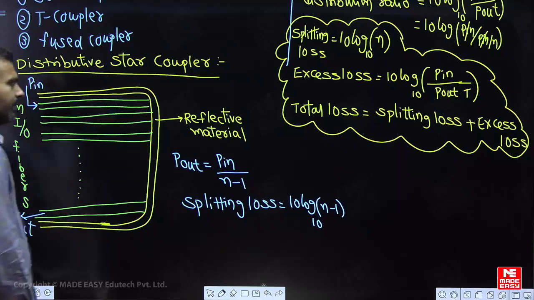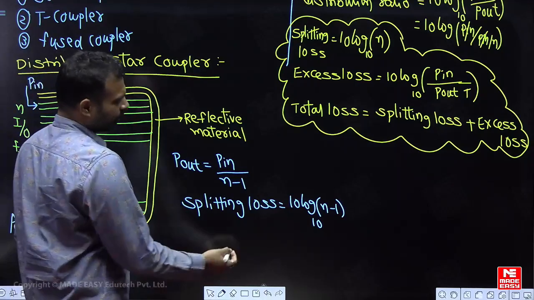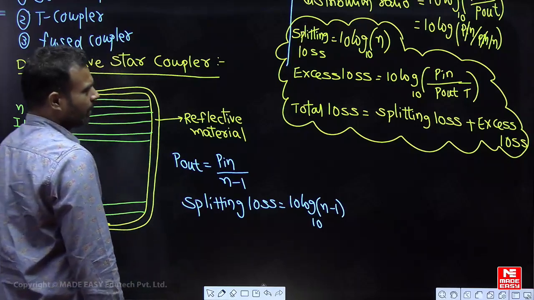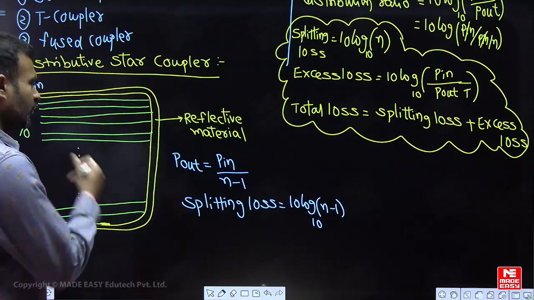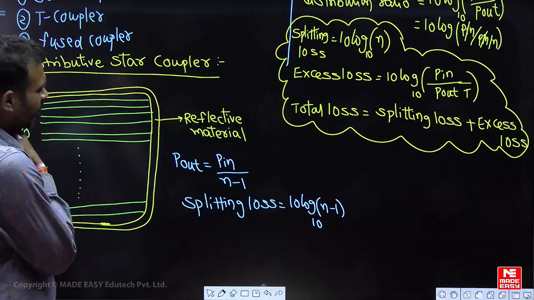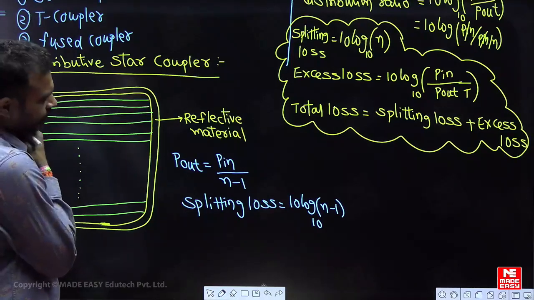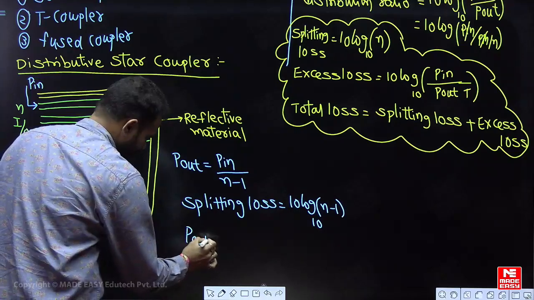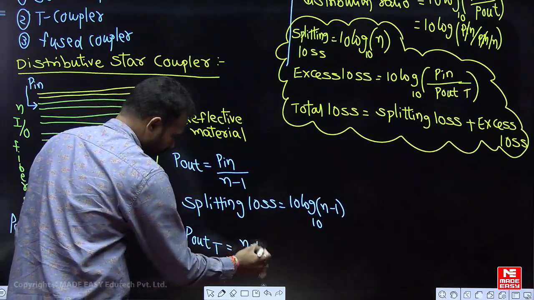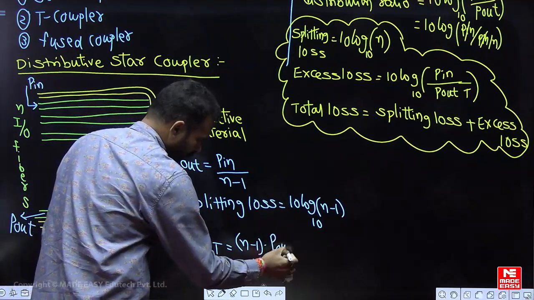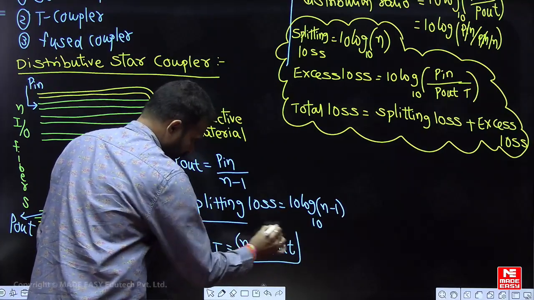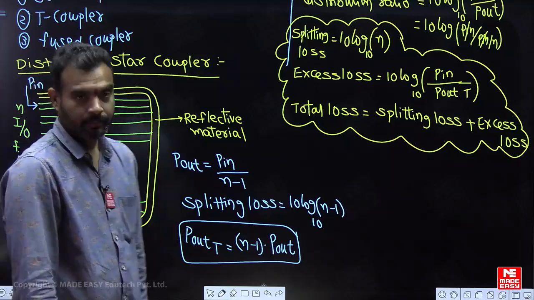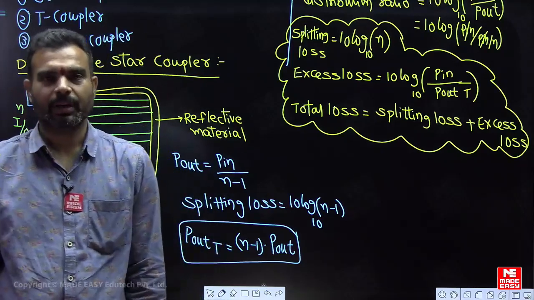Now after that we will see the next one, called excess loss. The excess loss formula is the same. Your P out T is equal to N into P out, but here it is equal to N minus 1 into P out. What is P out T? Total P out is N minus 1 into P out. That is called the distributive star coupler. So this is completely about the star coupler.